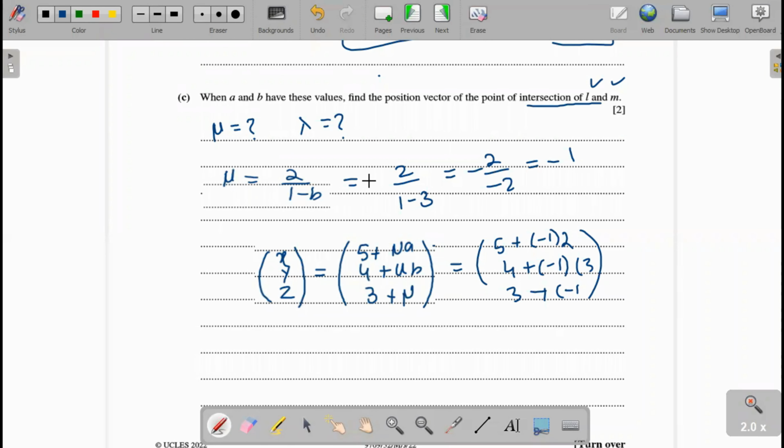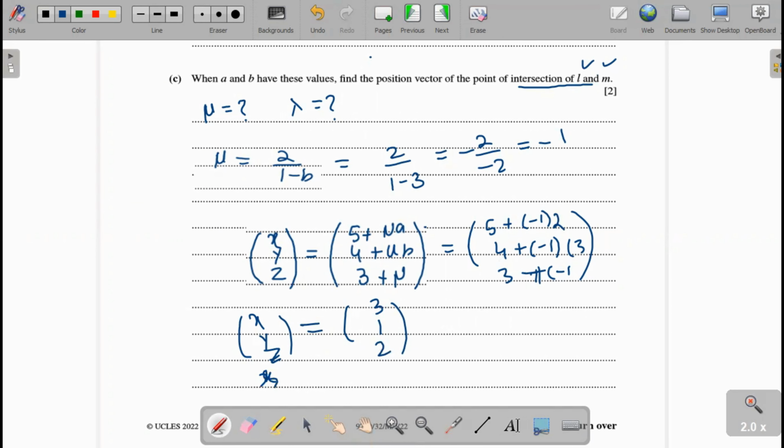At this value of mu, the line LMN intersects, and we get 5 minus 2, that is equal to 3, and 4 minus 3 equal to 1, and plus 3 minus 1 equal to 3. This is the equation x, y, z, and this is the vector form equation. So the position vector of the point of intersection is 3i plus j plus 2k.